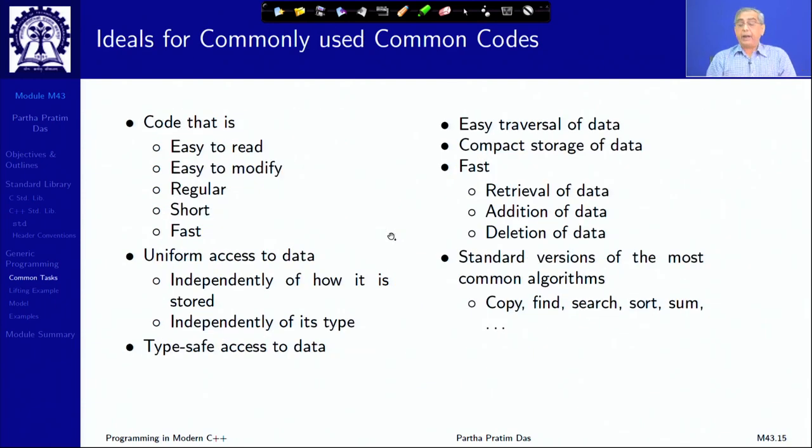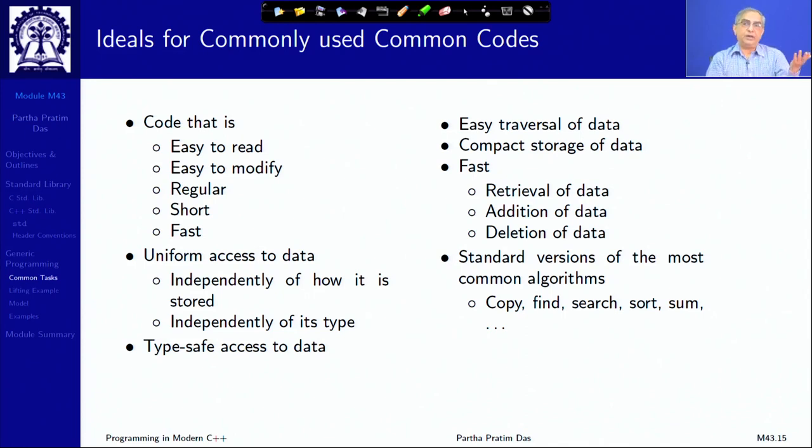So, generic programming tries to find common code with certain characteristics. What should it be? The desirable characteristics, the ideals we say, are that the code should be easy to read, easy to modify, more or less regular, short, fast and so on. The access to the data should be uniform, independent of how it is stored. I am working with a stack, I should not be bothered about whether the elements are stored in an array or in a linked list. It should be independent of that.